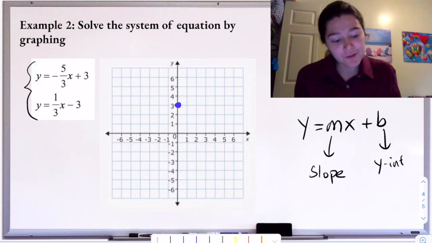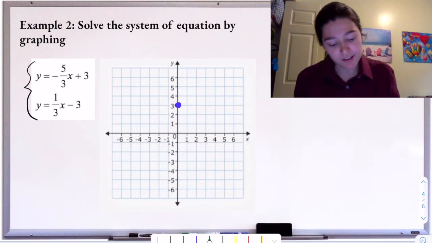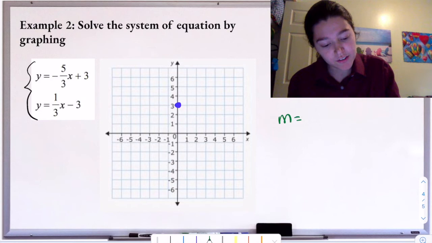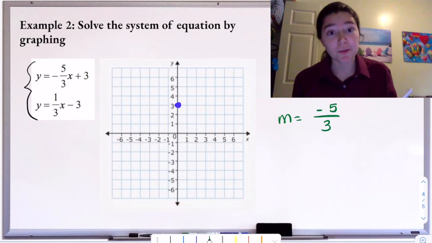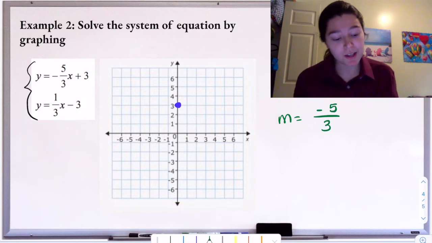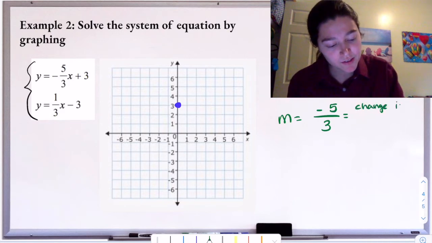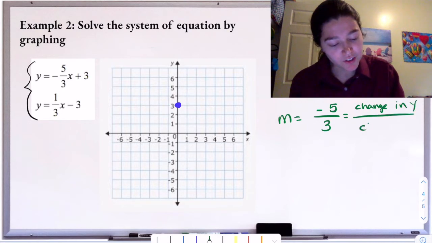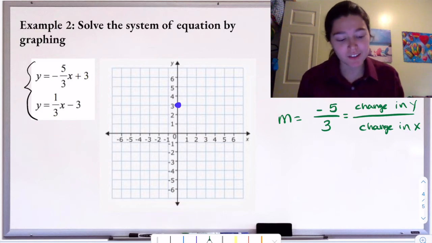And then we have to interpret our slope. Our slope, m, is negative 5/3. I could put the negative sign in the numerator or in the denominator, but we're going to put it in the numerator for the moment. It could be either way. Remember that slope is equal to the change in the y values divided by the change in the x values. And the slope can give us directions to get another point on the line.